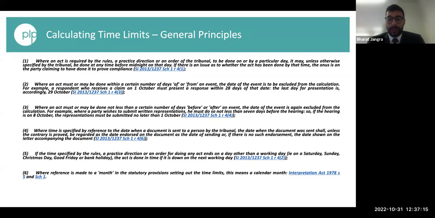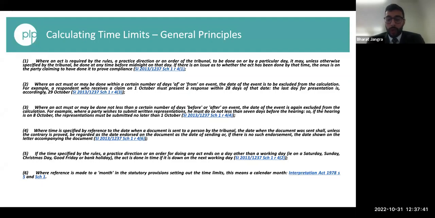So if something needs to be done 7 days before a hearing, which is on the 8th of October, then whatever needs doing needs to have been done by the 1st of October. So that's 7 clear days between the date on which compliance must be done and the date from which it needs to be counted from.